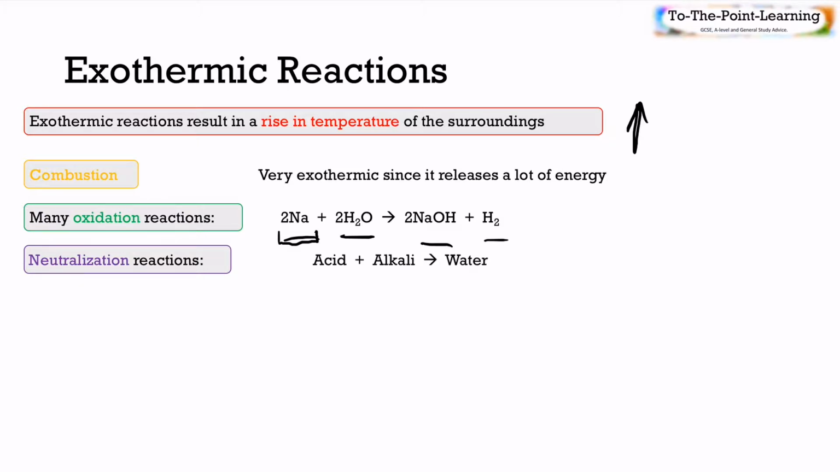Another example is all neutralization reactions. So an acid plus an alkali, which neutralize to make water, is also an exothermic reaction. Take a note of these. Just try to remember these three examples because they are quoted in the specification.